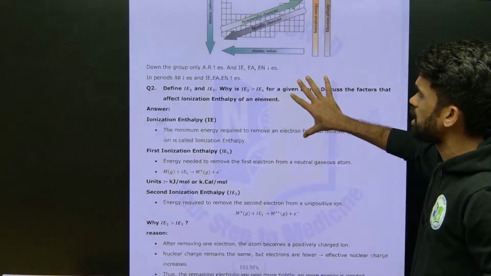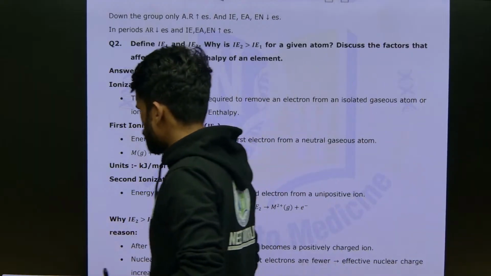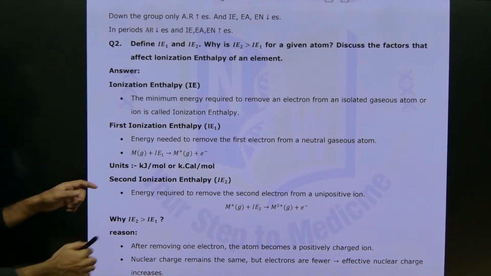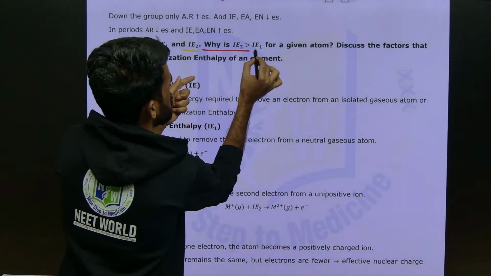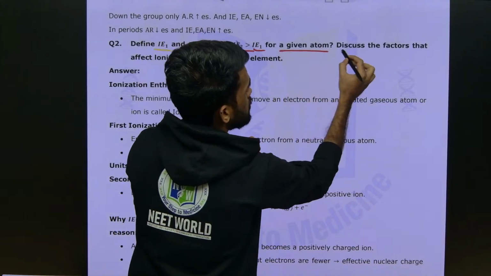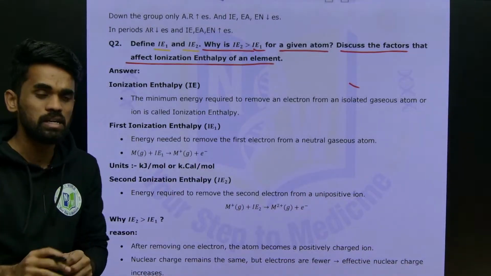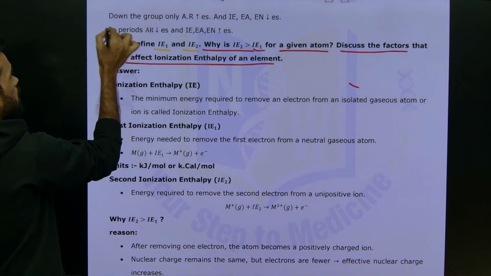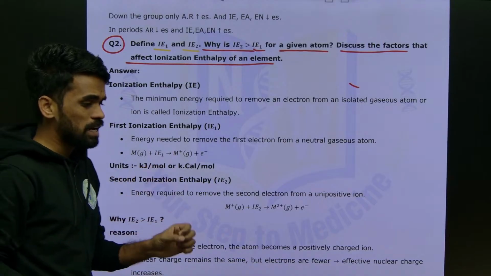ionization energy. The second question from classification of elements is: define IE1, IE2, explain why ionization energy IE2 is greater than IE1 for a given atom, and discuss the factors that affect the ionization enthalpy of an element. This is the next question from the periodic table to be focused on. It is very simple, guys, definitely.